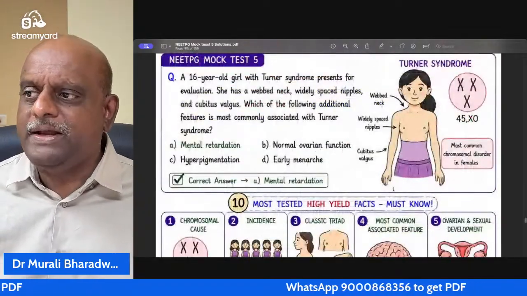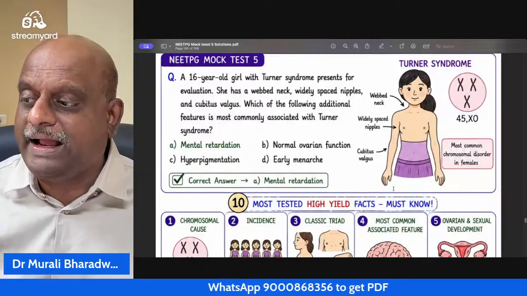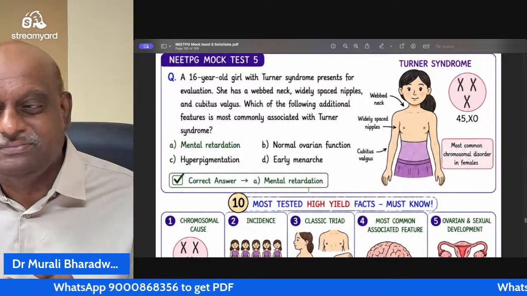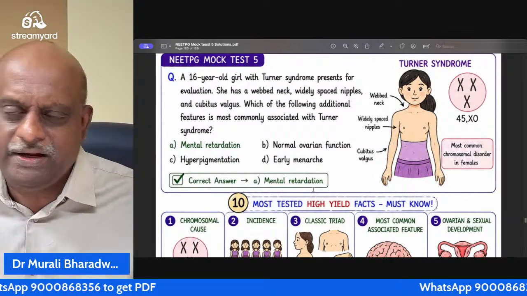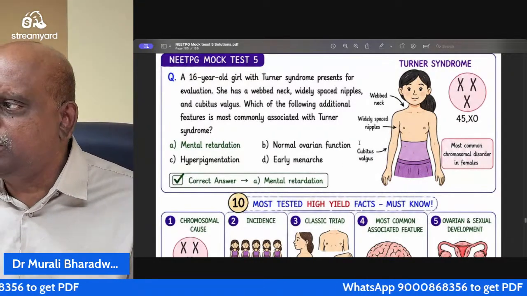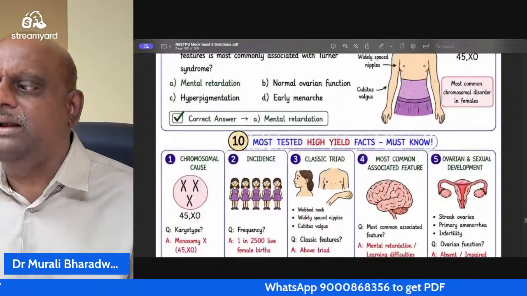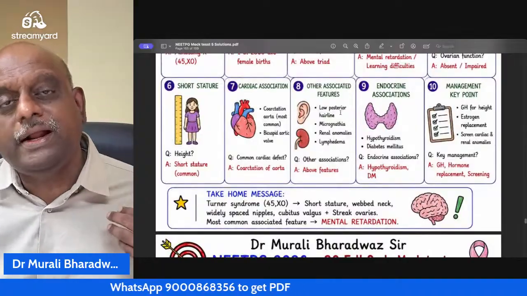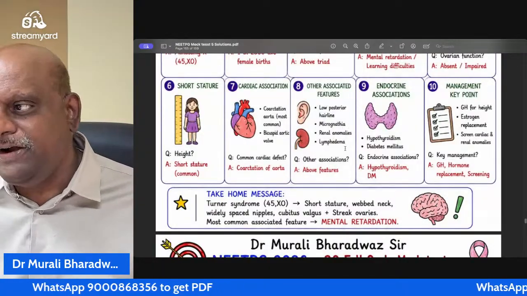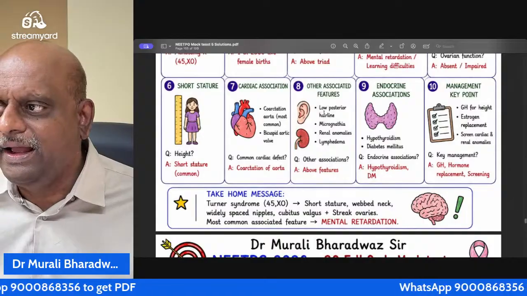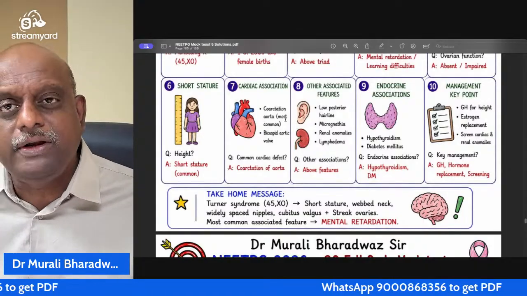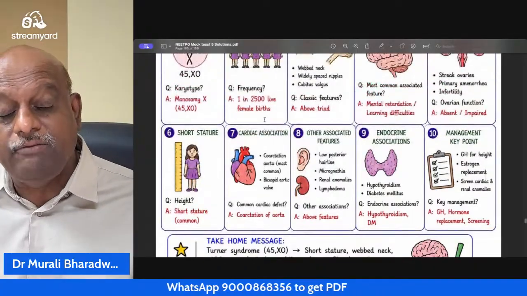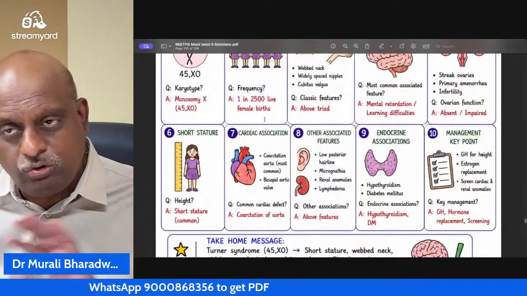Webbed neck, widely spaced nipples, cubitus valgus, Turner syndrome, but actually the answer is wrong. No mental retardation, right? No mental retardation. So they have a normal mentation. Actually, the question needs a small correction. Low postural hairline, micrognathia, lymphedema, renal anomalies, they are all the associated features. Most common is coarctation of aorta in the cardiac association. But Turner have normal mentation, no mental retardation.